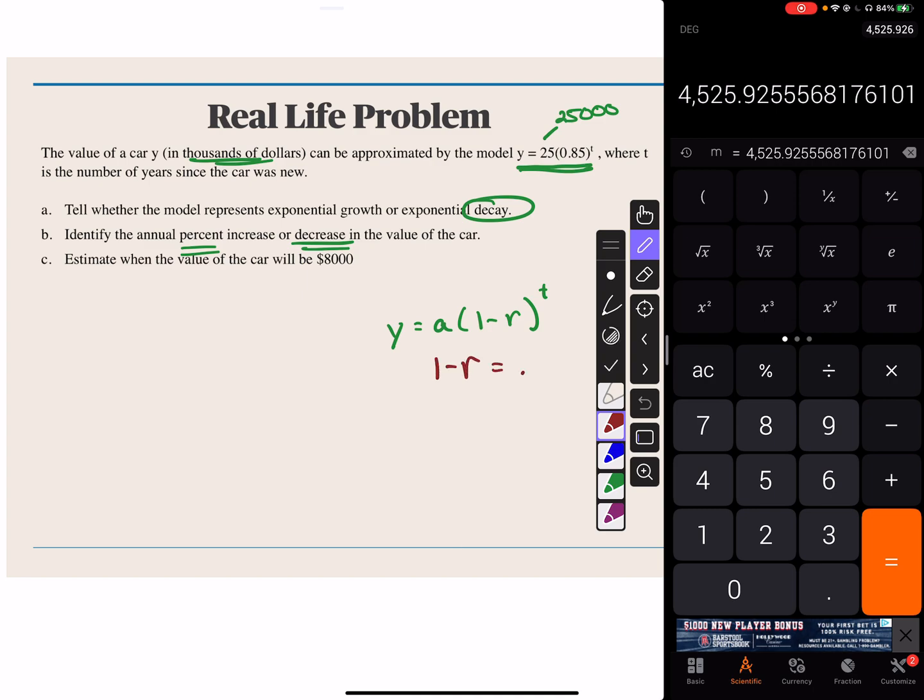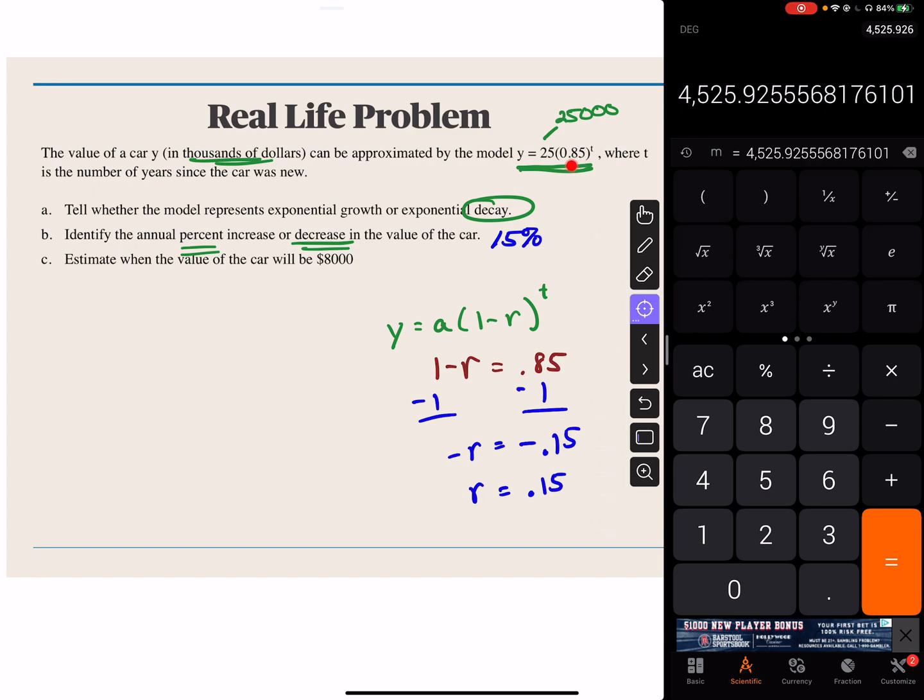So 1 minus r must equal the 0.85. Now you could do it by inspection and just look at it and go, well, 1 minus 0.15, 0.15 is 85. That'd be the way to just think about it and solve it. Or you could subtract 1 from both sides and you'll get negative r equals negative 0.15 and divide by negative 1. Regardless, the rate is 0.15, but as a percent, that would be 15%. So this car goes down by 15% each year, which means it's worth 85% each year of its original value.